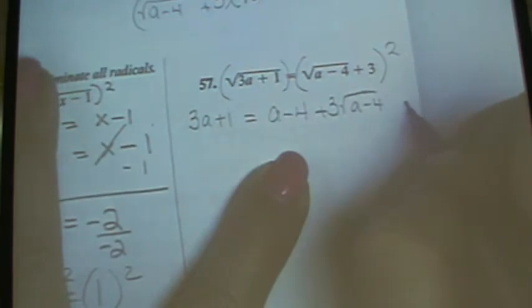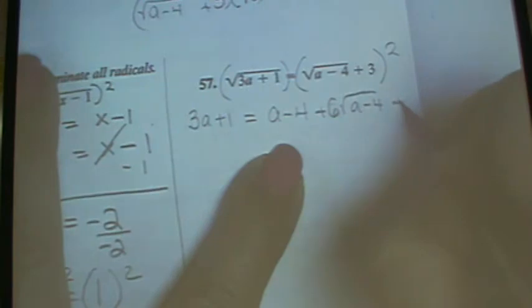You have root a minus 4 plus 3 times root a minus 4 plus 3. So this times this is that. This times this is 3 root a minus 4. And then you have another one of these, another 3. So this is going to be really 6 root a minus 4. And then this times this is 9.